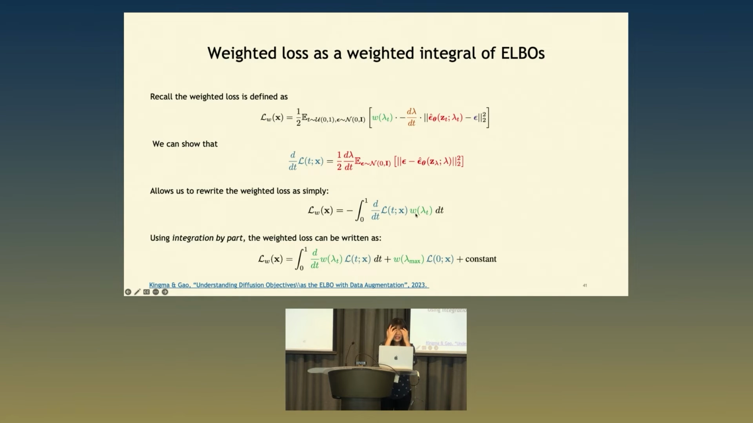If we further do an integration by parts, we can move the time derivative from this L to this weighting function omega or W. So here we can see that this weighted loss is actually an integration over T, with this being the weighting term, and this L being the ELBO of some noisy data. And we can merge this term, which is L_0(x), a full ELBO, into the first term. This gives us the conclusion that the weighted loss is a weighted integral of ELBOs at different noise levels.